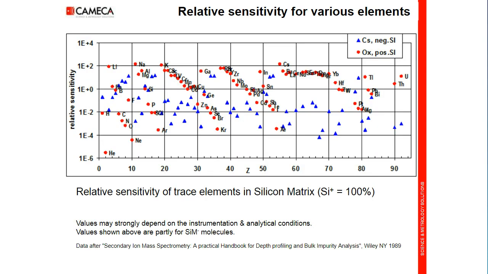The SIMS ionization efficiency is called ion yield, defined as the fraction of sputtered atoms that become ionized. We can see here the relative sensitivity of trace elements in silicon matrix for cesium bombardment conditions in blue and for oxygen in red. It shows that the ion yield varies over many orders of magnitude for the various elements.